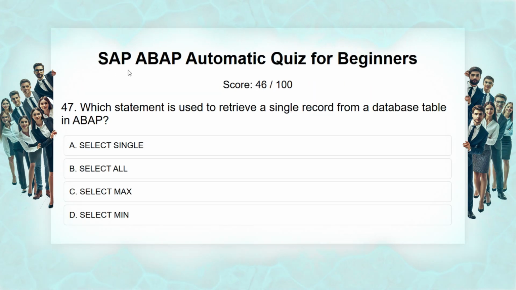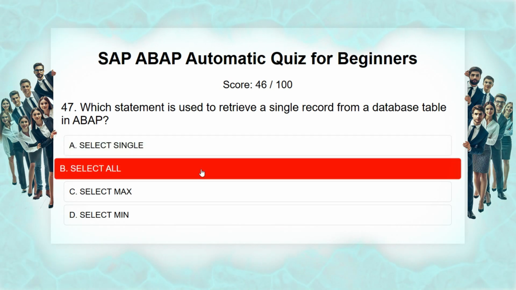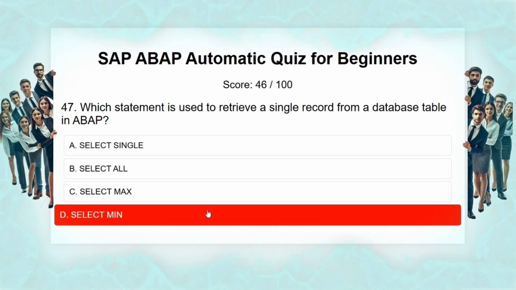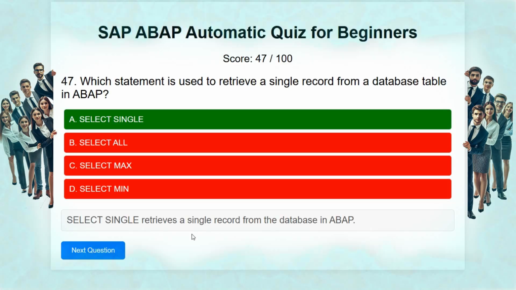47. Which statement is used to retrieve a single record from a database table in ABAP? A. Select single. B. Select all. C. Select max. D. Select min. Correct answer. Select single retrieves a single record from the database in ABAP.